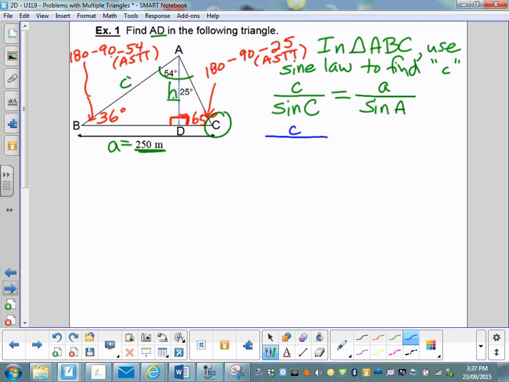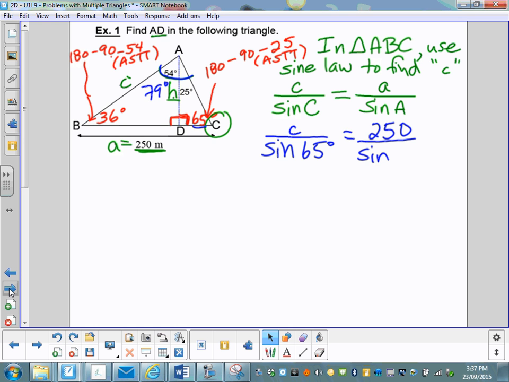Angle C is one of the angles we found here, so that's 65. I'm going to say sine 65 degrees. Side A is 250 meters. We were given that. And angle A is the big angle at the top here. So that's a combination of angle 54 degrees and 25 degrees. So I'm going to call that 79 degrees.